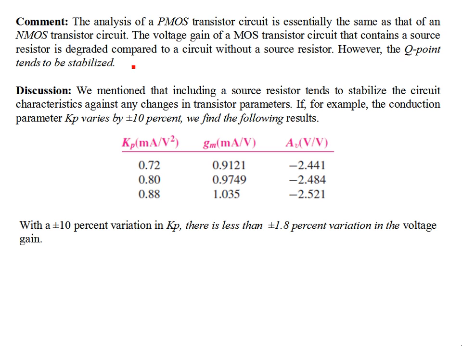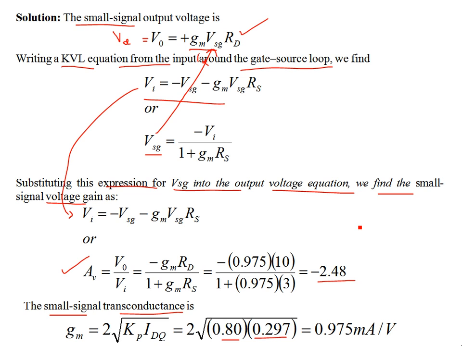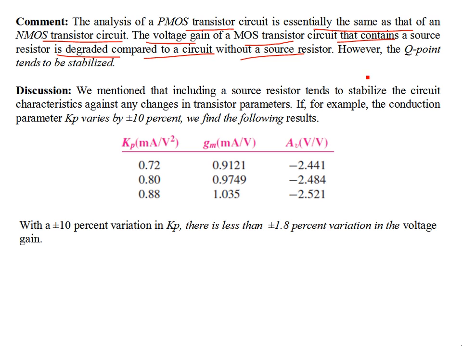So the comment is that the analysis of the PMOS transistor circuit is essentially the same as that of an NMOS transistor circuit. The voltage gain of the MOS transistor circuit that contains the source resistor is degraded compared to the circuit without the source resistor. So we have seen that the voltage gain is degraded by 50%. However, the Q point tends to be stabilized.